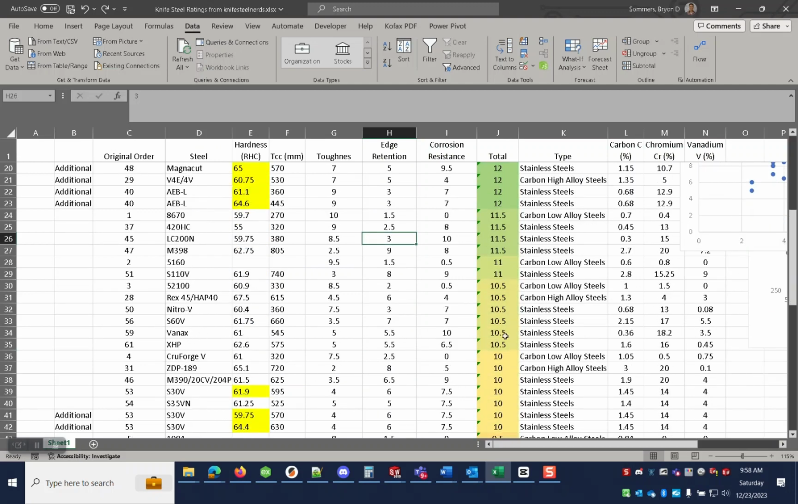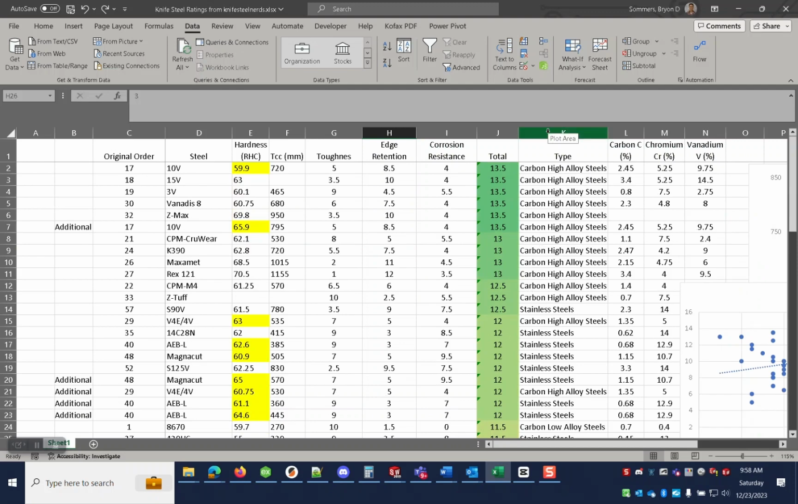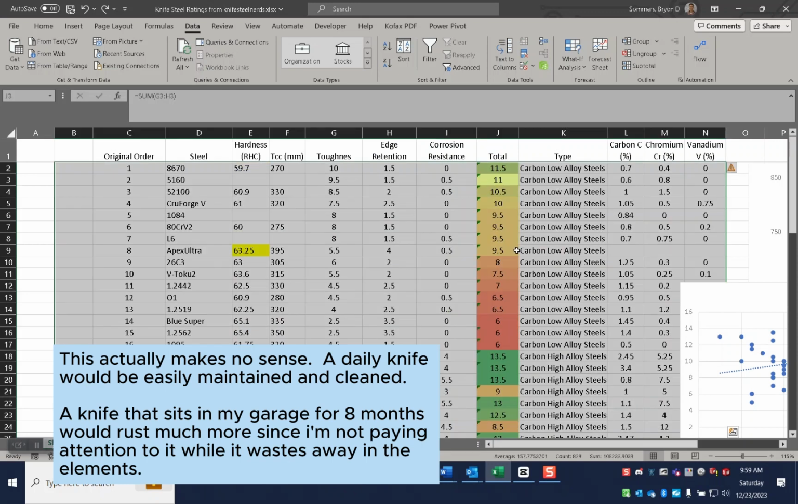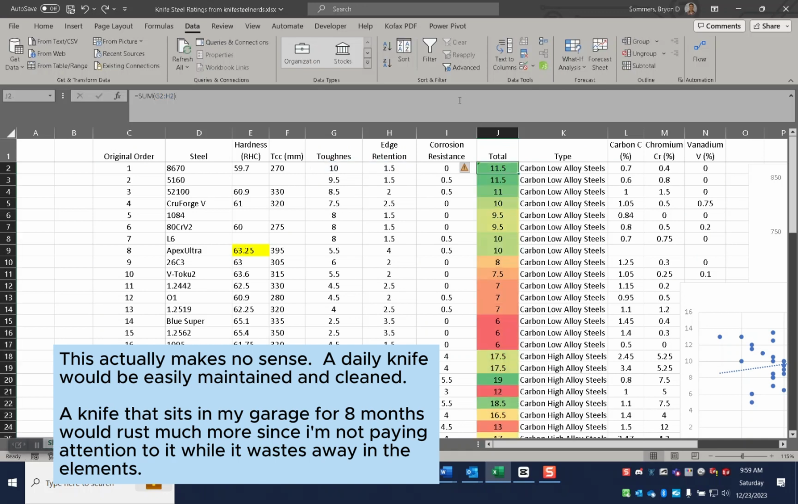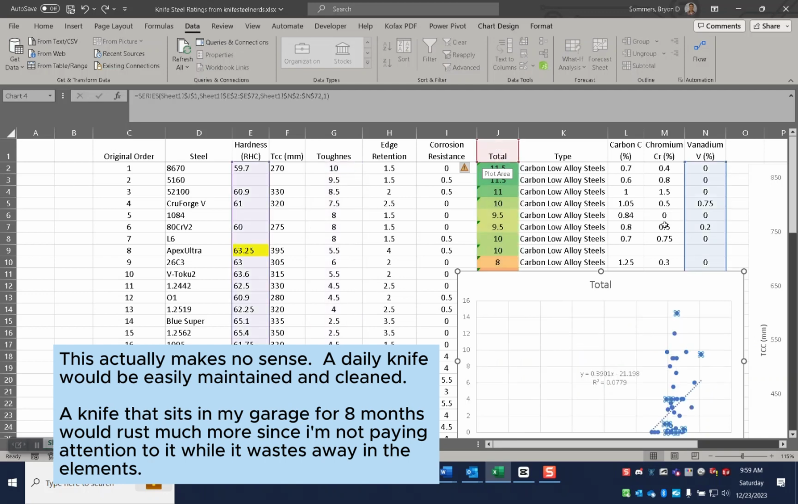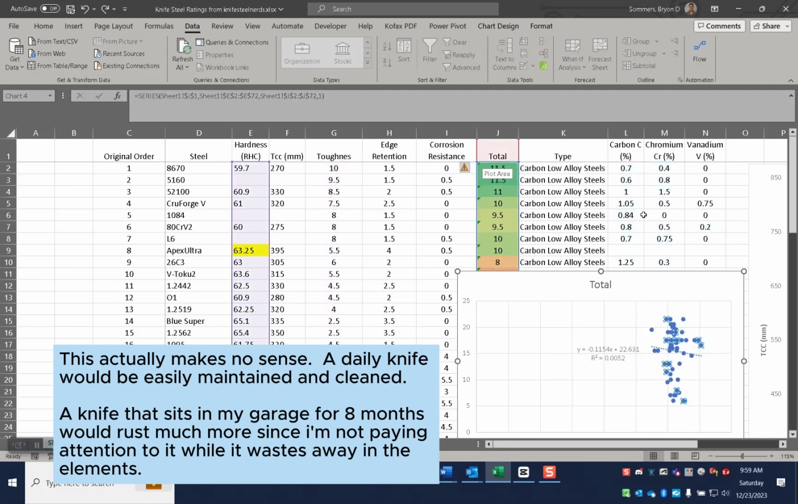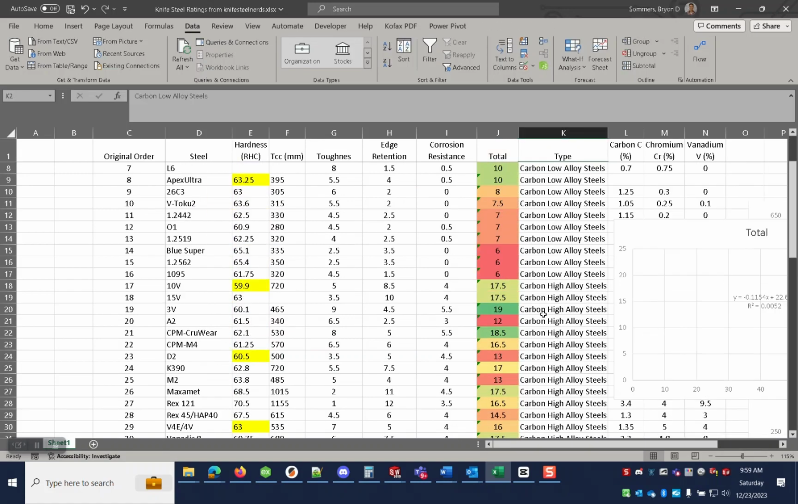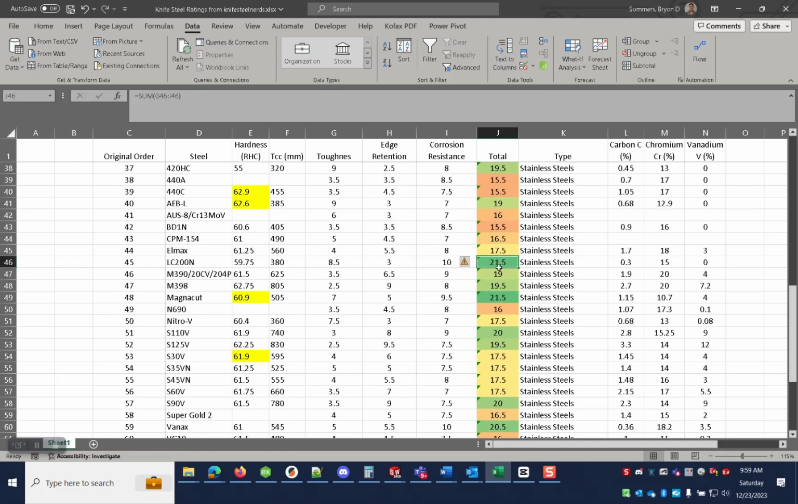Nitro V, Vanax. Anyway, like I said in the beginning, I actually care much more about corrosion resistance, especially for using my knife daily. I am going to go back to my original sort and stay with this order. And 21.5 is the highest: Magnacut and LC200N.